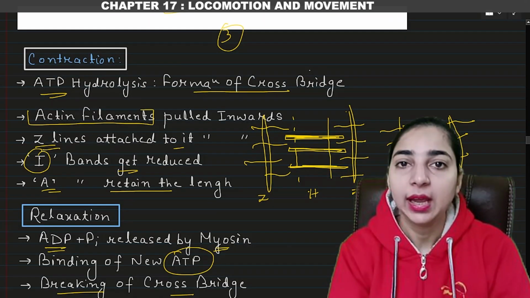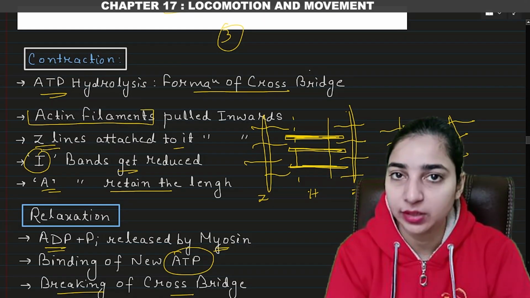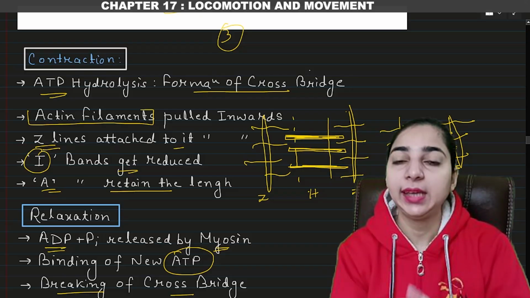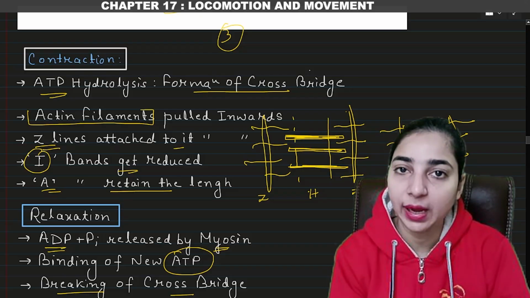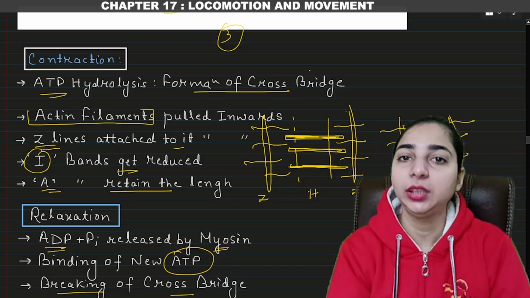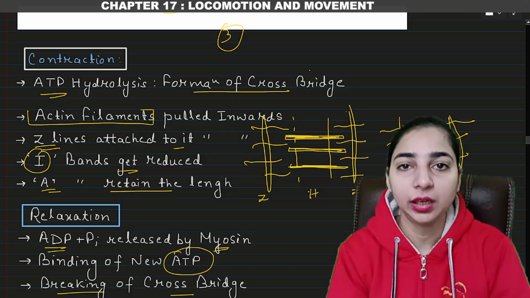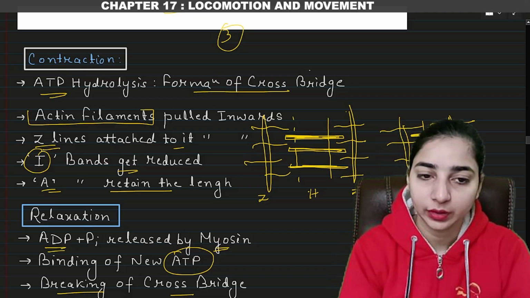Okay. So during the contraction, the ATP will be hydrolyzed to release the energy for the binding of actin and myosin, and it will lead to the formation of the cross bridge. And during the relaxation, the ADP and phosphate will be released back and the myosin will bind with a new ATP after breaking the cross bridge. Okay.